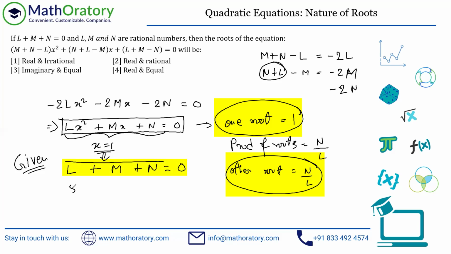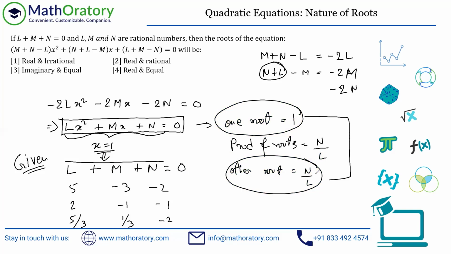We can have L as 5, M as -3, N as -2, that is, 2, -1, -1. I mean, even we can have something like this, 5 by 3, 1 by 3, -2. So, all the cases where these three are adding up to 0. So we are getting these two roots, right? One of the root is definitely 1 and the other root is n by L. So now let us look at the options.